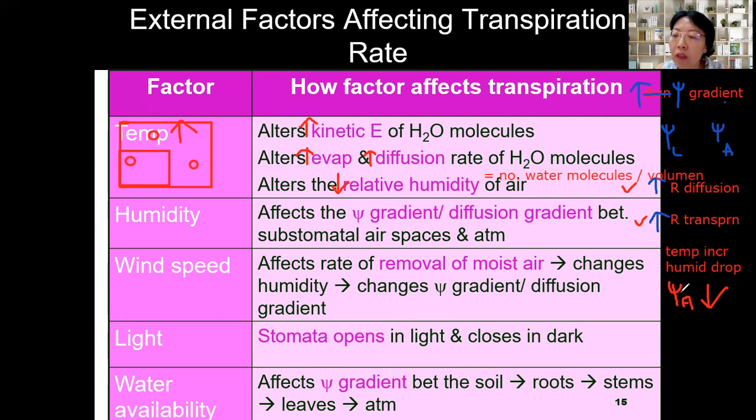So if my water potential of the atmosphere has dropped, what happened to my water potential gradient between my leaf and the atmosphere? Gradient means the slope, isn't it? Is the slope steeper or less steep? Water potential gradient.